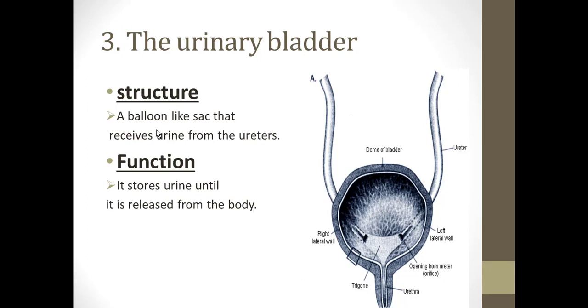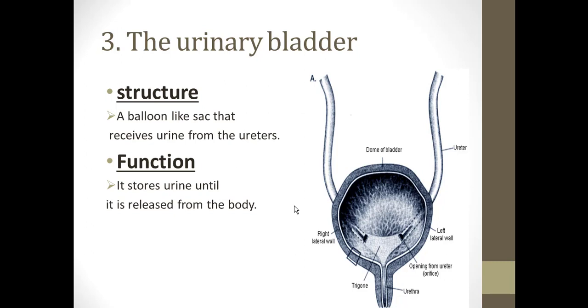Then, the urinary bladder is a balloon-like sac that receives urine from the ureters. Here are the ureters. The ureters take the urine from the two kidneys, then the urine moves in the two ureters until it is collected in the urinary bladder. When the urinary bladder is full of urine, you feel that you need to go to the toilet to get rid of the urine. So in this balloon-like sac, the urine is stored. The function of the urinary bladder is storing urine until it is released from the body.